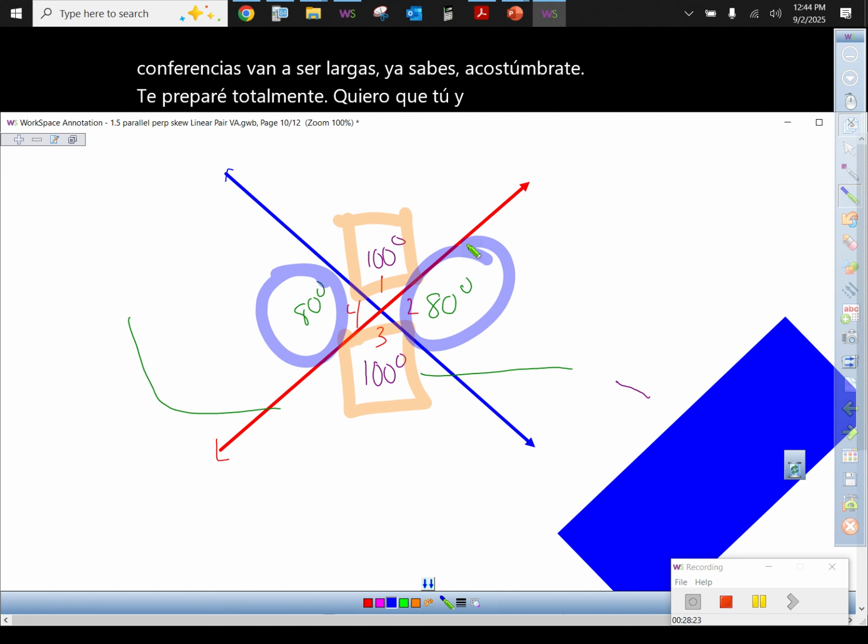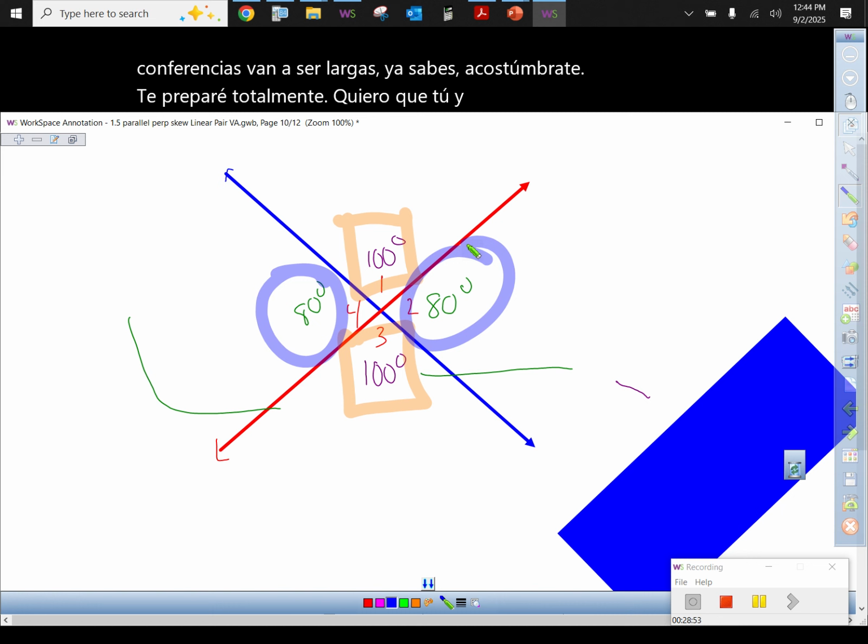Orange boxes, what do you notice? A lot of things. They're the same. Are we cool with the orange boxes being the same? What do you notice about the blue circles? They're the same. Are those linear pairs? No. Would you agree you need an orange box and a blue circle to add up to 180? Are you with me on that? But orange box and orange box are the same. Blue circle and blue circle are the same.